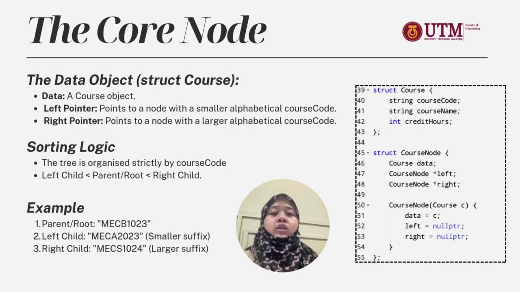Next, the core node for the course, the course node. The data is the course object, sorry. The left pointer is for the smaller alphabetical course code, and the larger side will be the right pointer. So what does alphabetical mean? Let's say we have MECA and then we have MECB. MECB will go to the right side because it is larger than MECA. Here is an example of the sorting logic. The smaller suffix is MECA 2023 and the larger suffix is MECB. Let's say MEBA. MEB is smaller than MECA.